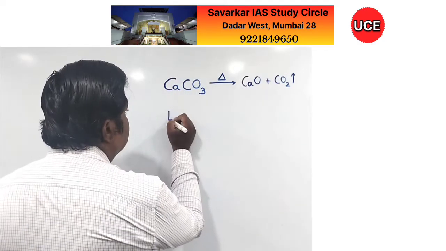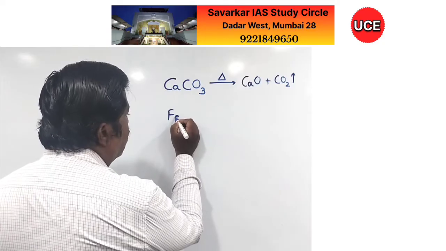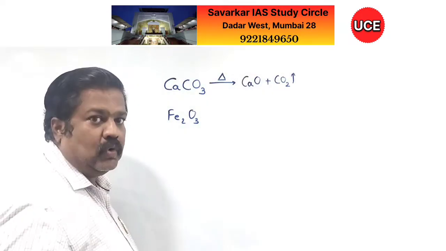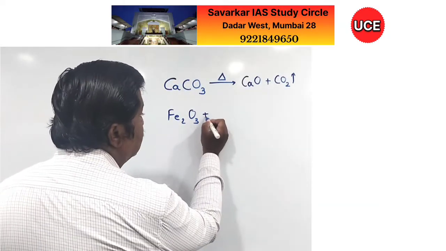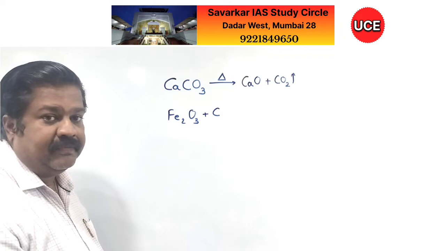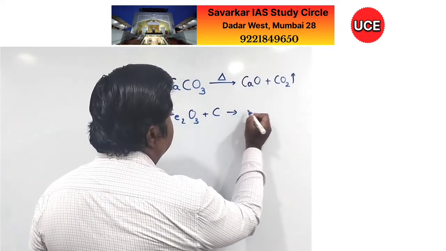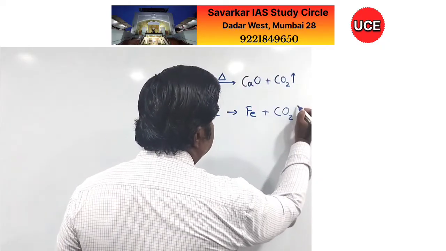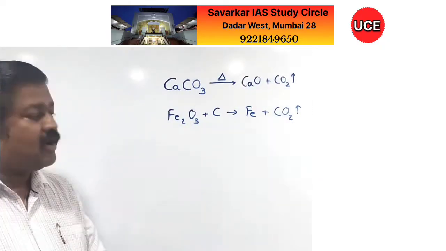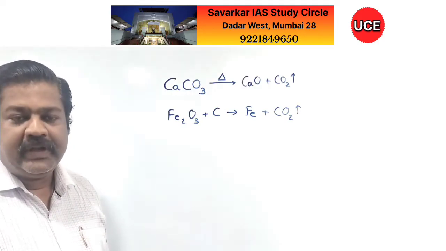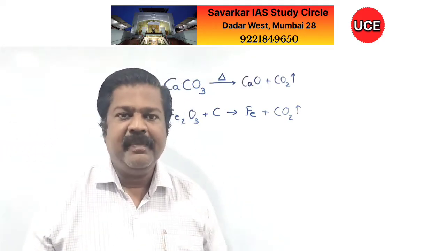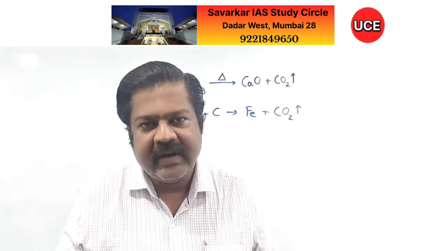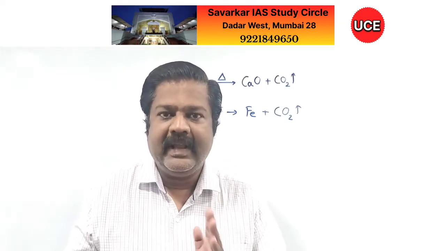Say for example, iron oxides are there. Generally we can consider Fe2O3, but a variety of iron oxides are there. If they react with carbon, then we get iron. This reaction is not balanced. I will teach balancing afterwards. And carbon dioxide is released. So here we are considering this under chemical decomposition. So like that, a variety of reactions are there for decomposition.